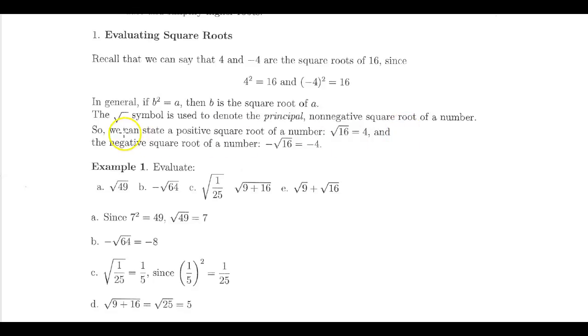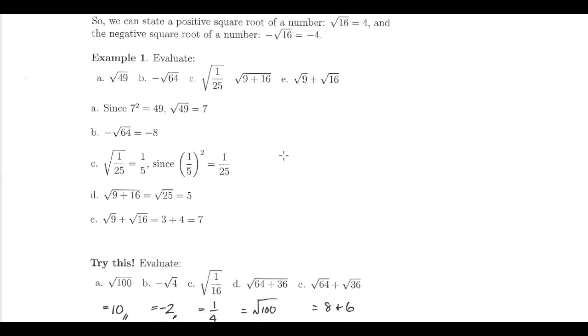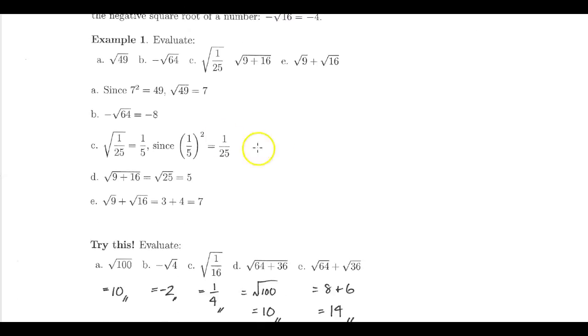So we can state a positive square root of a number by using radical 16 or square root of 16 equal to 4. And if we put a negative symbol in front of that radical symbol, then we're taking the opposite of the square root of 16, so that would be the opposite of 4. So here are some examples of using the radical notation.